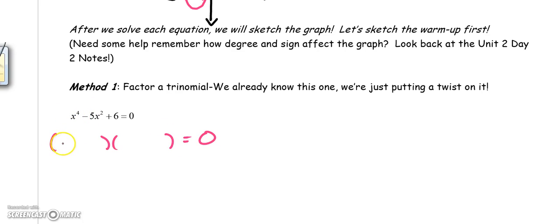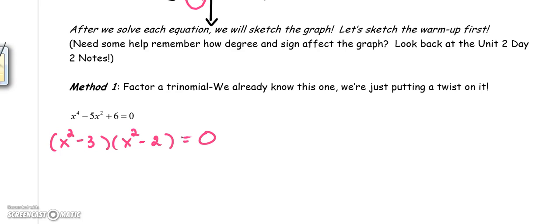Normally when this is x squared, we just have x and x. Since it's x to the fourth, it's going to be x squared and x squared, because if we multiply those, it equals x to the fourth. Now I need two numbers that multiply to 6 and add up to -5. That would be -3 and -2.